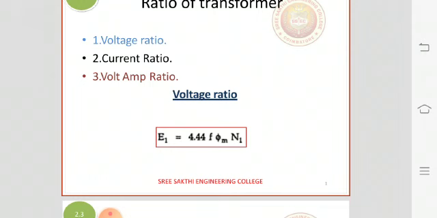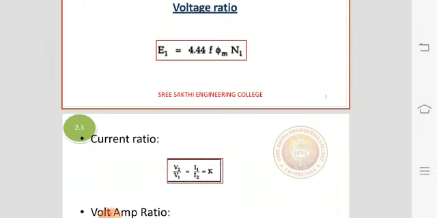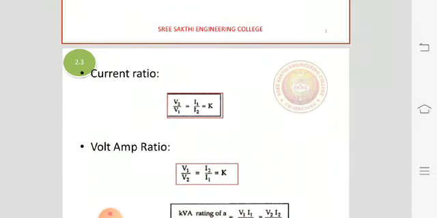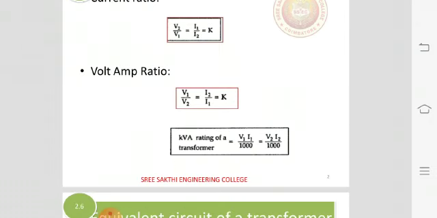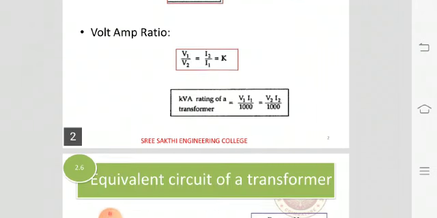The voltage E1 is equal to 4.44 f Φm N1. In current ratio it is given as V2 by V1 is equal to I1 by I2, that is equal to K. In volt-ampere ratio, it is V1 by V2 equal to I2 by I1, just opposite to current ratio, that is equal to K. So the kilowatt rating of a transformer is equal to V1 I1 by 1000 is equal to V2 I2 by 1000.